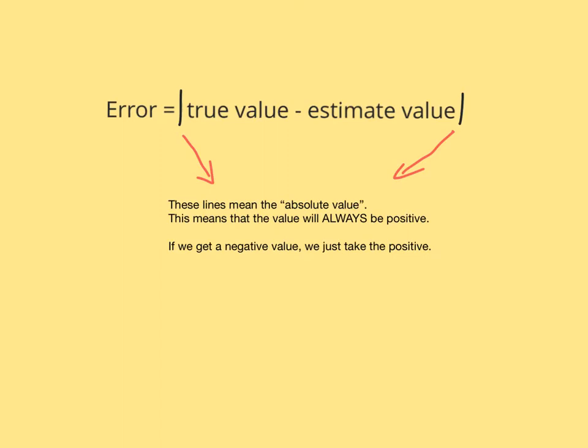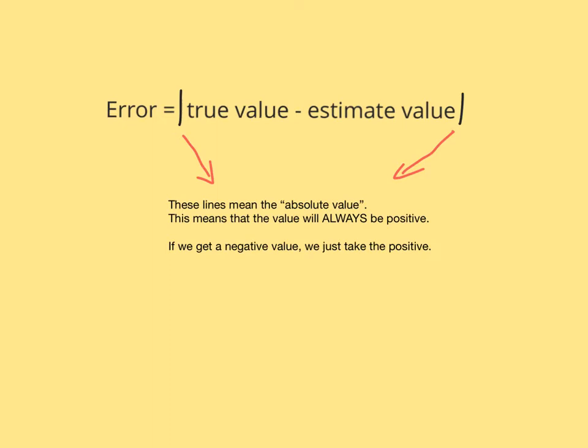So first of all, just to start off with the formula, or I suppose the method. The error is the true value minus the estimate value. And I just want you to note these little lines here. These lines mean absolute value, and this means that the value will always be positive. So if we get a negative value, we just take the positive.